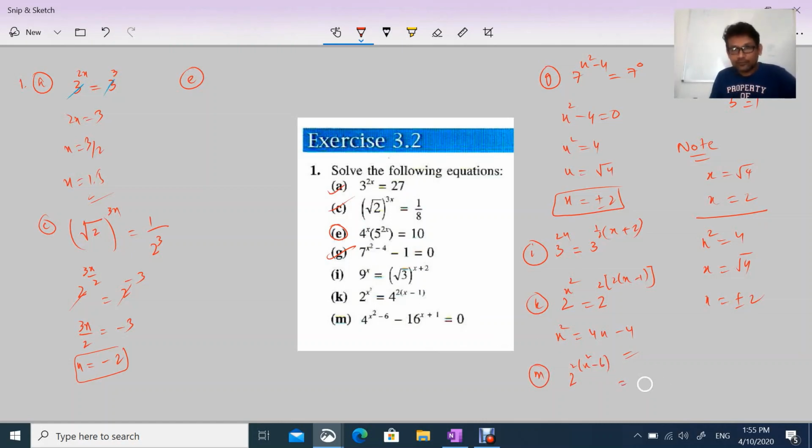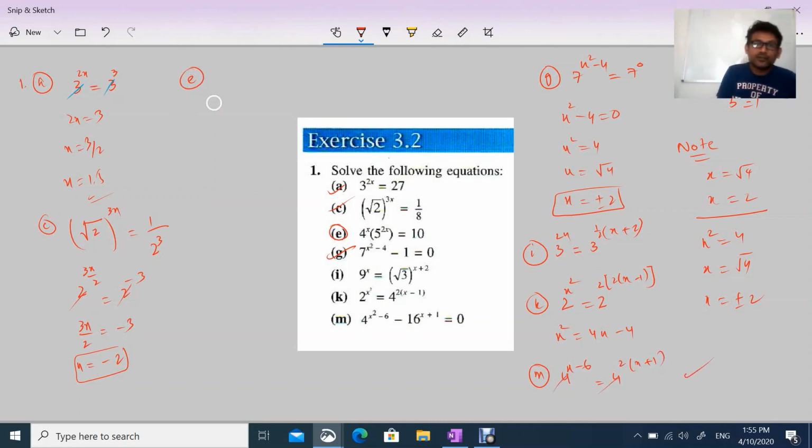You can make 4 square for the 16. That's better, I think so. Otherwise you can make it also 2. There is no problem. Okay, 4 power x square minus 6 and 4 power x plus 1, and now you can cancel and compare the power.